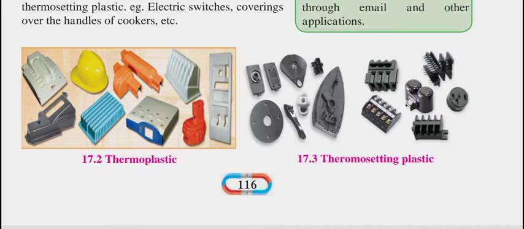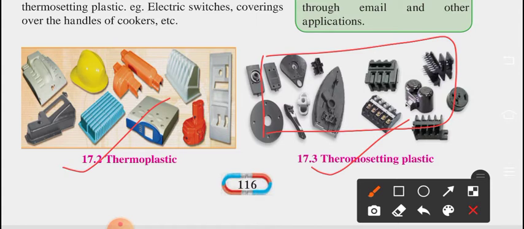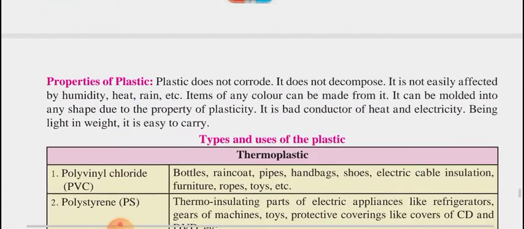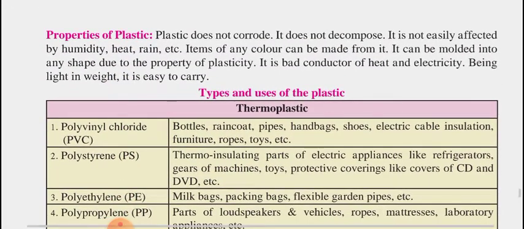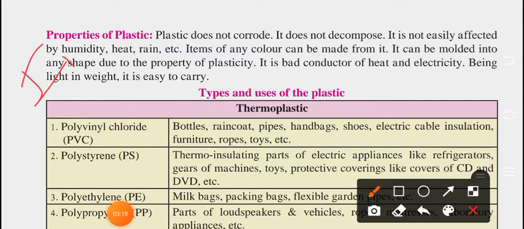Here we have pictures of thermoplastic and thermosetting plastic. You can observe all these are part of plastic only, but the thermosetting ones can't be given another shape after molding, while these others can be reshaped after molding. Now we have a few properties of plastic. This is very important.